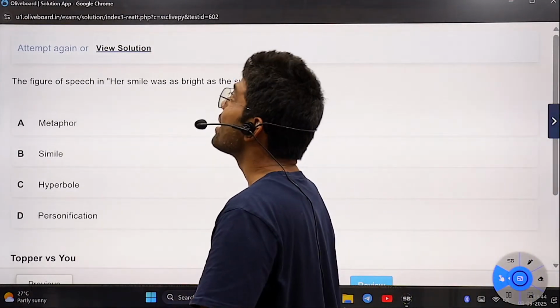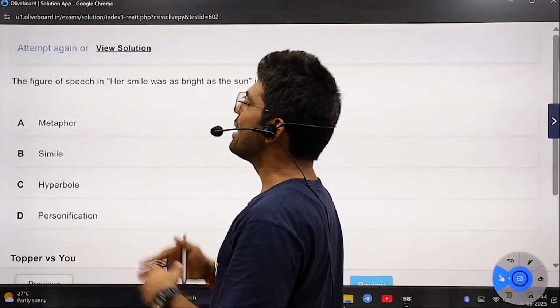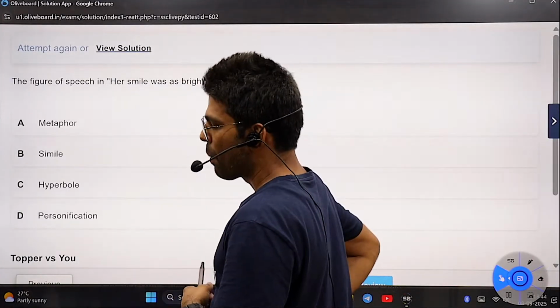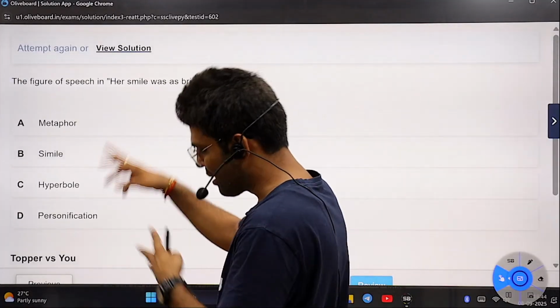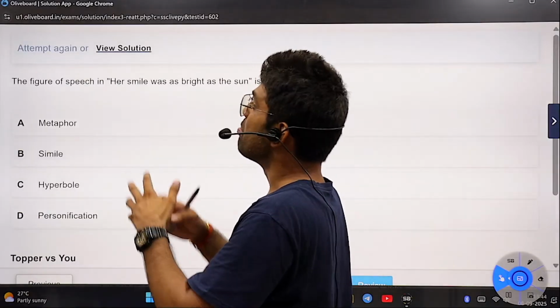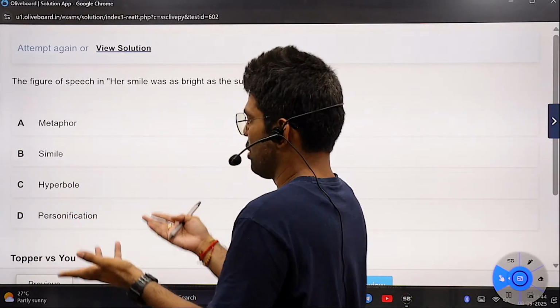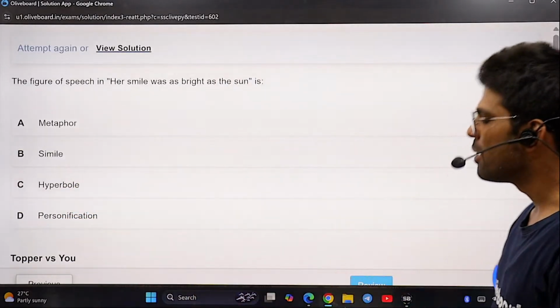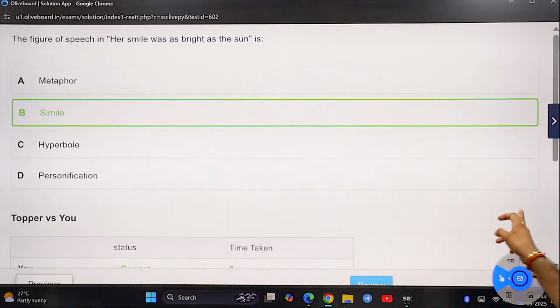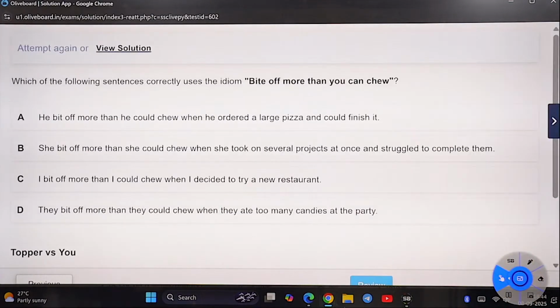Hyperbole is to exaggerate things to that extent. I'm so hungry, I can eat 100 chapatis right now. Nobody can eat 100 chapatis, but we exaggerate things. I'm so sleepy, I can sleep for 6 months at once. Nobody can sleep for 6 months except you are Kumbhkaran. Personification, personifying the objects as if they were human beings. So this is simile straight, showing similarity. Thank you, Neha.